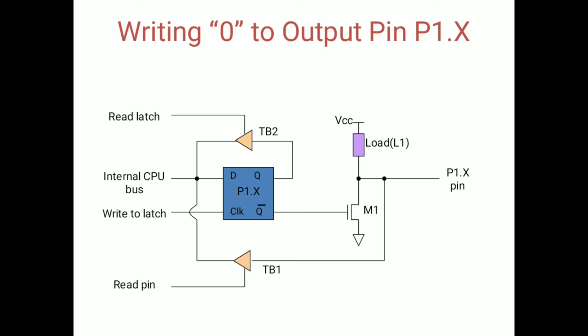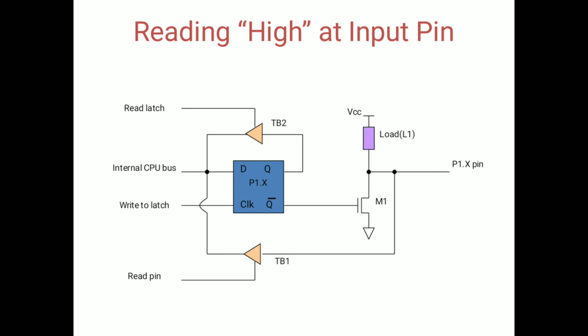Similarly, if we want to write 0 to the output pin, we have to give 0 to the D input. Then Q will become 0 and Q bar will become 1, so this transistor will be in the on state, and in this case the pin will be connected to ground. On the ground there is a 0 signal, so at the output we will get the 0 signal. This is how we can write the signal.